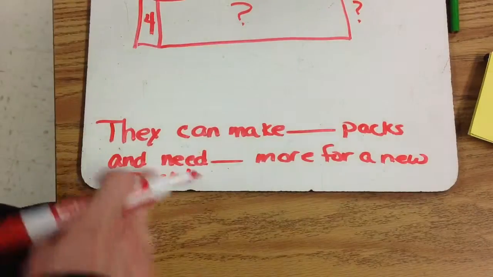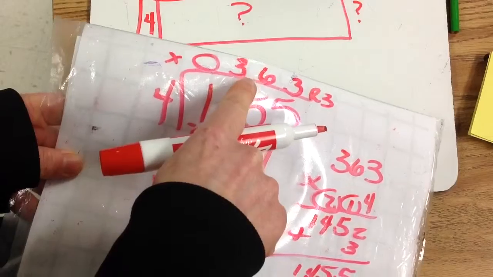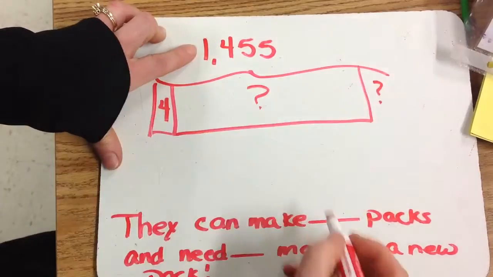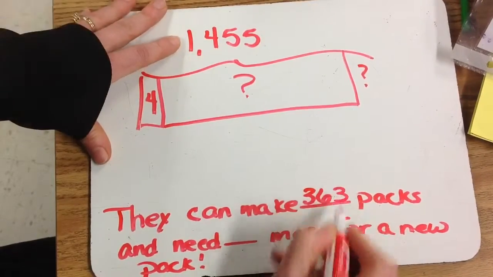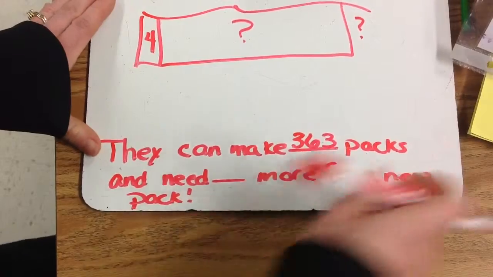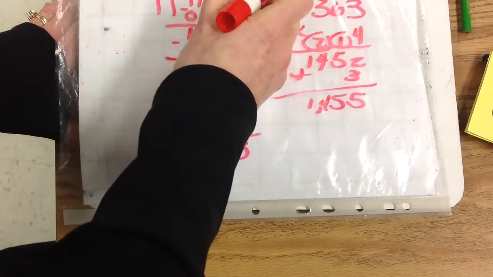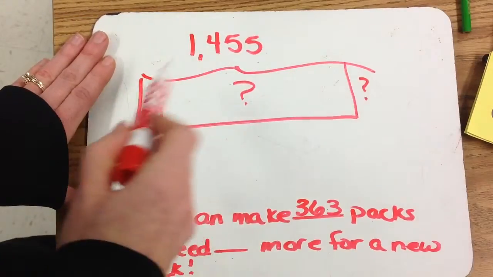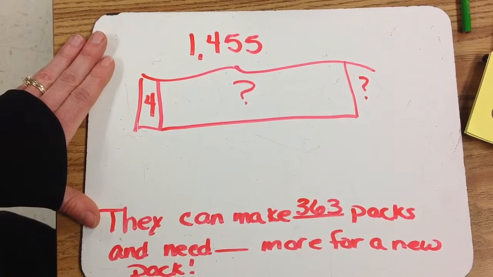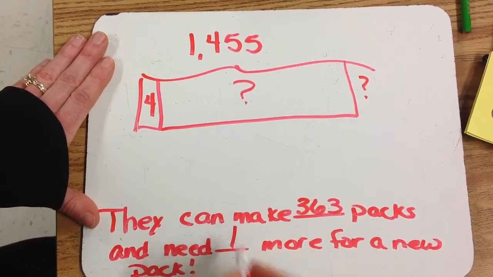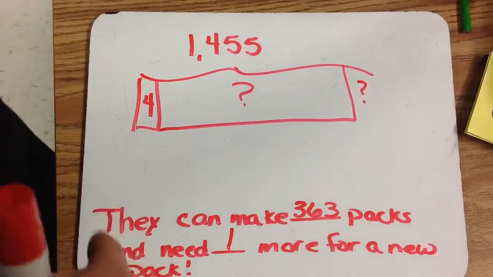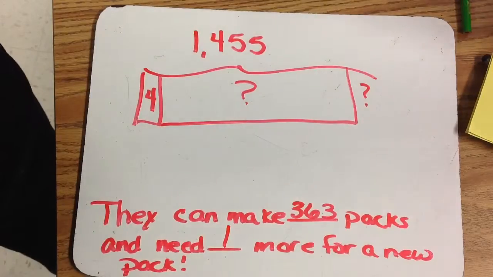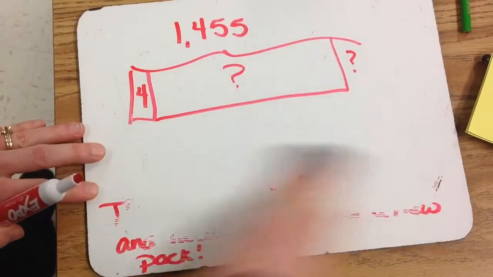So the question was, they can make how many packs? Well, they can make 363 packs. If you write this number for packs, you are wrong. That's how many bottles we have. 363 packs. How many more do they need for a new pack? Well, I have how many juice bottles left over? I have 3 juice bottles left over. Well, I need 4 juice bottles. So how many more do they need? Oh yeah, that's a big fat hairy one. I need 1 more for a new pack because I had 3 juice bottles left. All right, go ahead and erase and get ready for your lesson today.